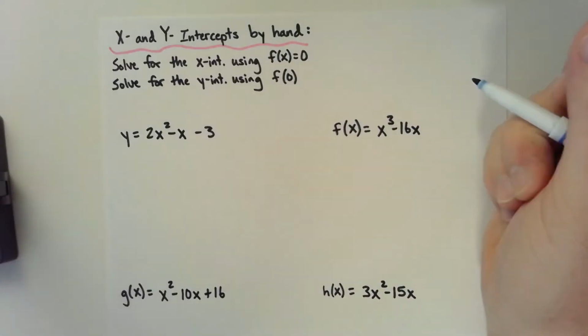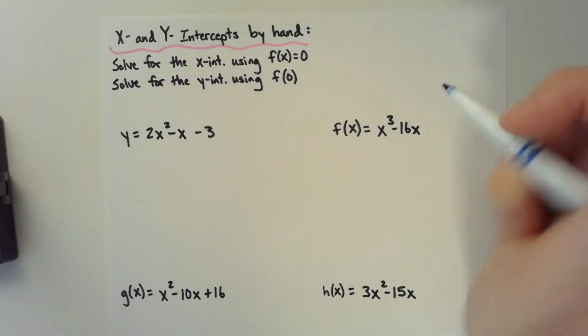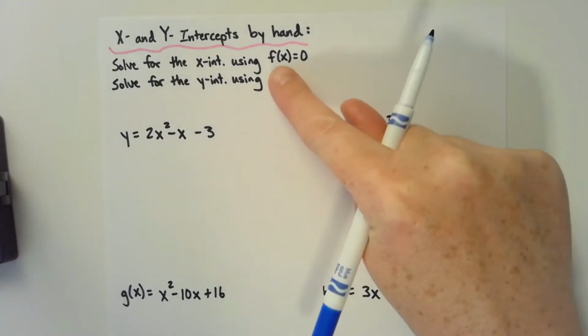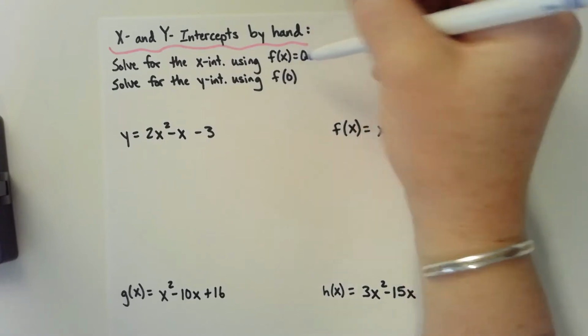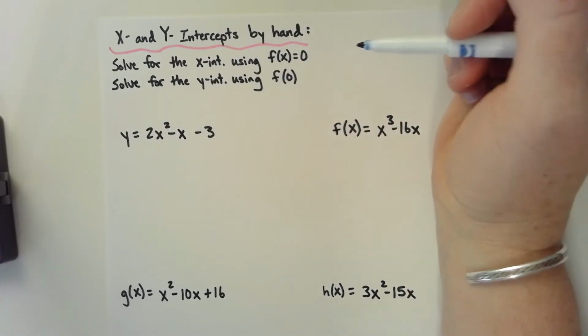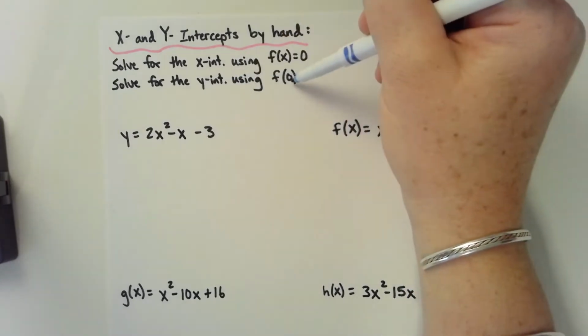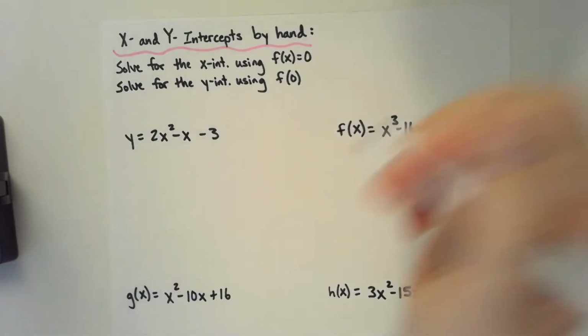Okay, so let's look at finding x and y intercepts by hand. To find the x-intercepts, you basically need to substitute y equals 0. We call it f of x equals 0, and then we're going to solve. And then to get the y-intercepts by hand, you need to plug in x equals 0. So let's start with this first one.